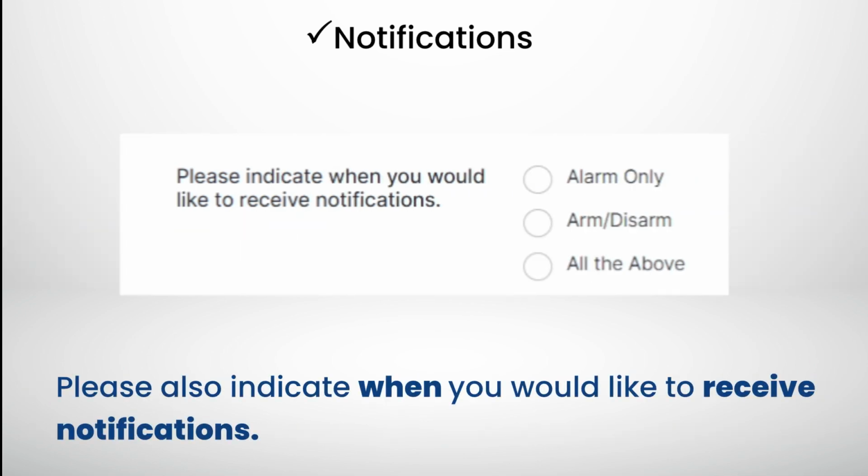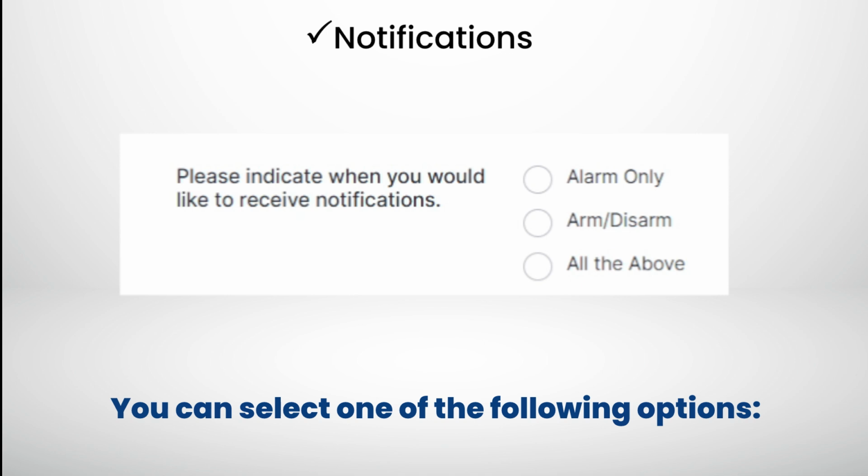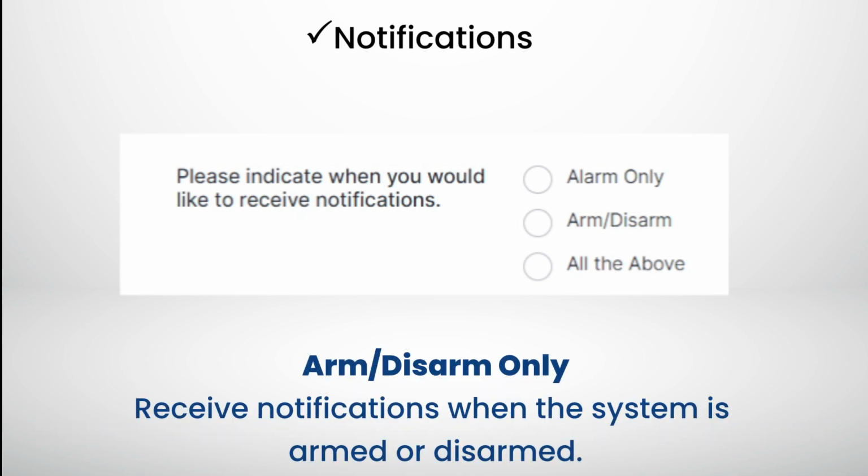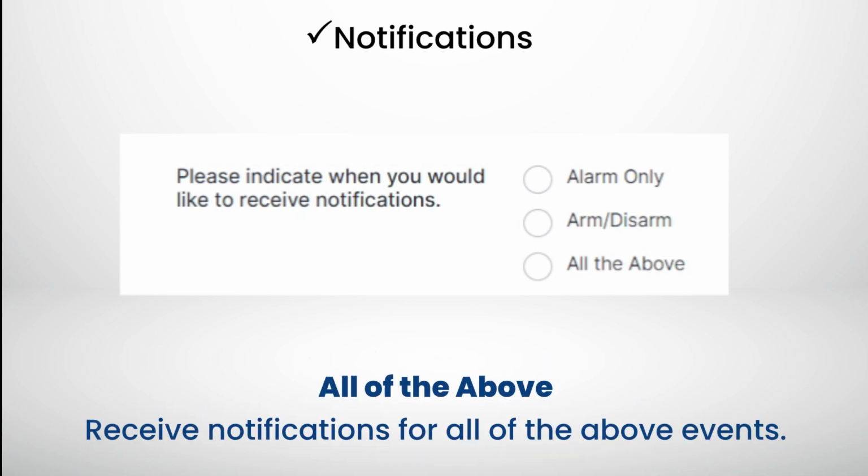Please also indicate when you would like to receive notifications. You can select one of the following options. Alarm only, which means receive notifications only when the alarm is triggered. Arm, disarm only, which means receive notifications when the system is armed or disarmed. Or all of the above, meaning that you'll receive notifications for all of the above events.